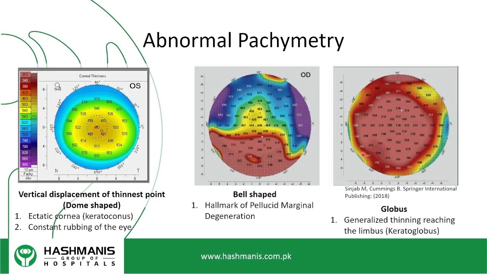the cornea. Then you've got the bell-shaped, which is usually a hallmark of pellucid marginal degeneration. But in my experience, any time you get something like a bell-shaped cornea, or any time you get abnormal pachymetries like this, always go back and check the segmentation. A lot of the time, it's just a segmentation problem. It's not actually a diseased cornea. But if you want to see PMD, I would advise always to go back and see the Scheimpflug images.